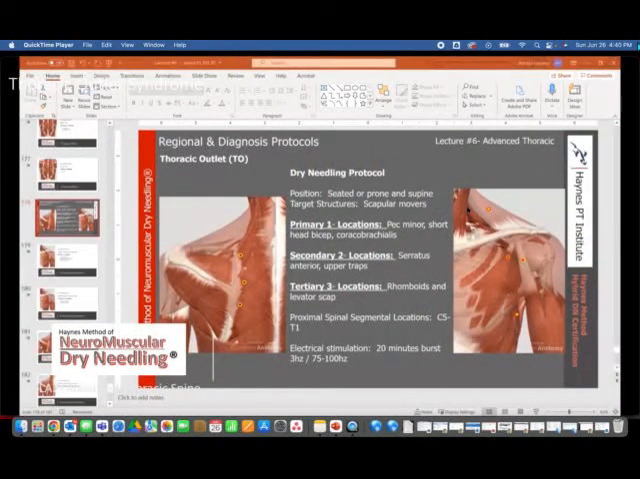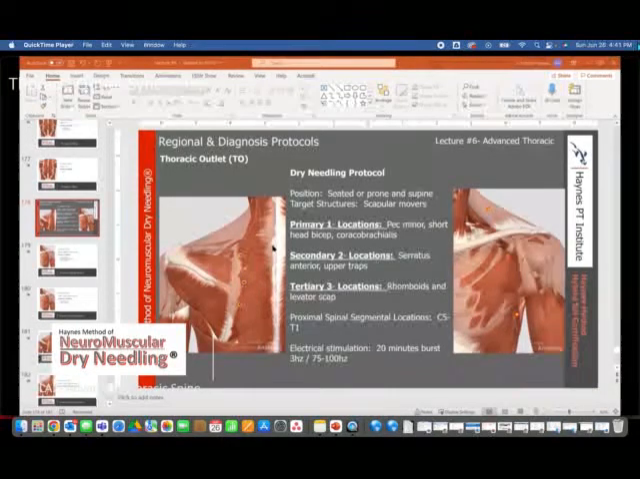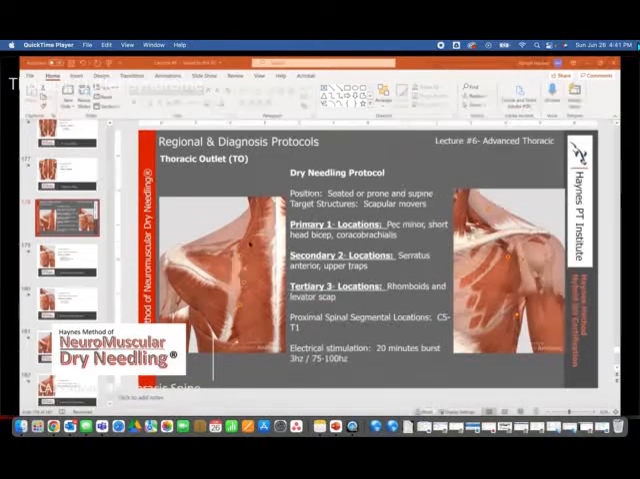For thoracic outlet, the dry needling protocol position here is going to be seated, can be prone or supine. Seated is probably the easiest. Target structures here are the scapular movers. So who's appropriate here? This is going to be anybody with a postural issue, rounded shoulders, forward head, anybody that's having some radicular, some radiating symptoms out laterally past the acromion, especially if it's distal to the elbow. Anyone that you suspect may have some impingement of the brachial plexus as it's coursing through that brachial pathway.